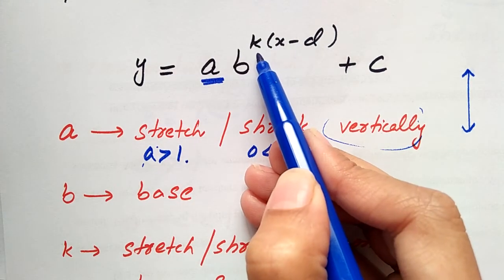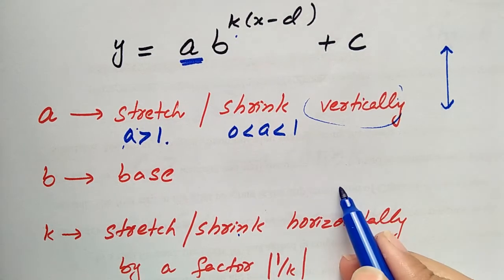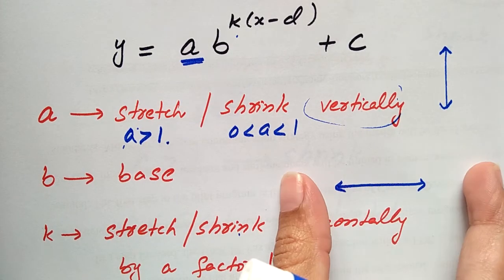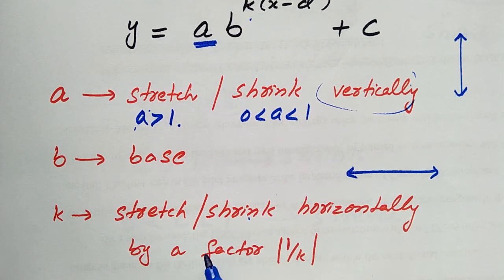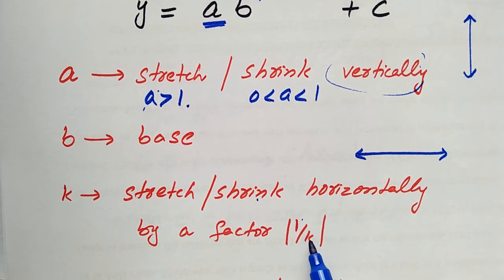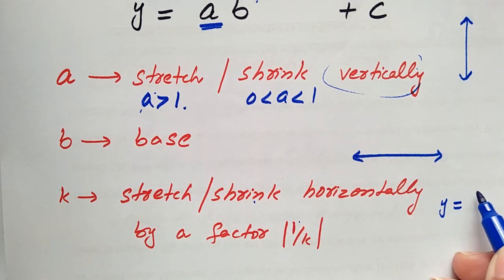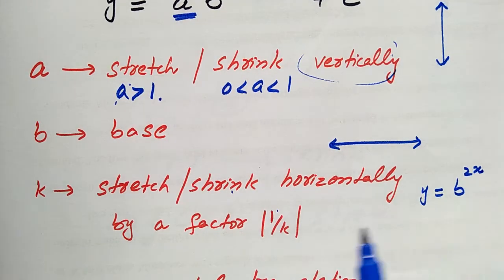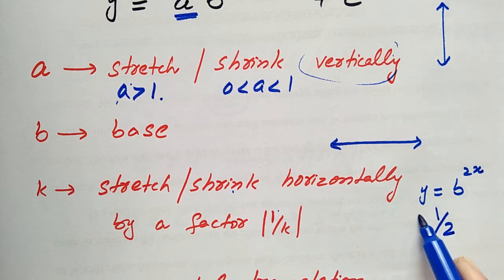And when we come towards this k, that is the stretching or shrinking horizontally. The graph will be stretched like this, and it will be shrunk in this direction. And it will be stretched or shrunk horizontally by a factor 1 divided by k. If I have y equals b raised to power 2x, then my graph will be stretched or shrunk with a factor of 1 divided by 2.